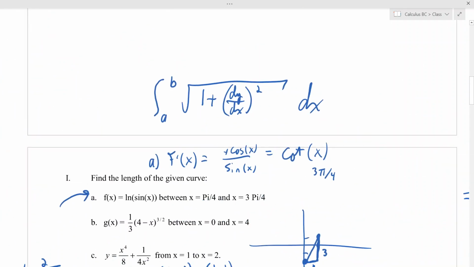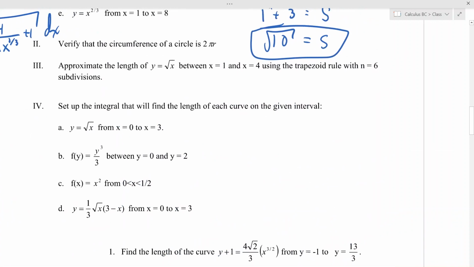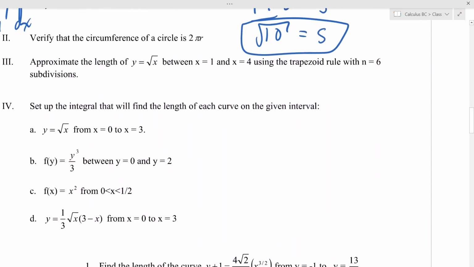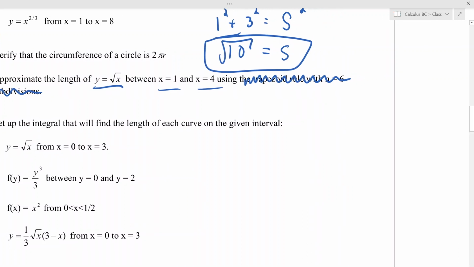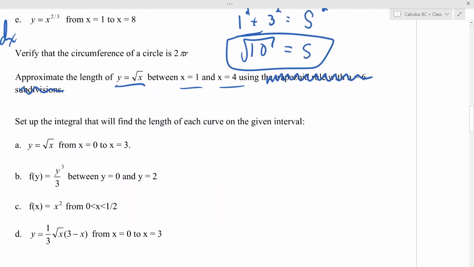Let's go back over to wherever this worksheet was. There it is. Okay. Oh, okay. Number 3 says approximate the length of root x from 1 to 4 using the trapezoid rule. Let's cross this out. We don't care about the trapezoid rule. Let's just find the actual value of it. I made this up one year and I wanted kids to remember the trapezoid rule, but I don't feel like going through all that junk right now.